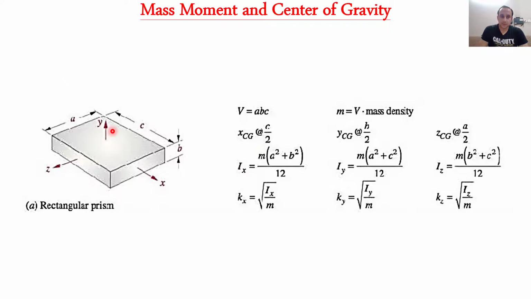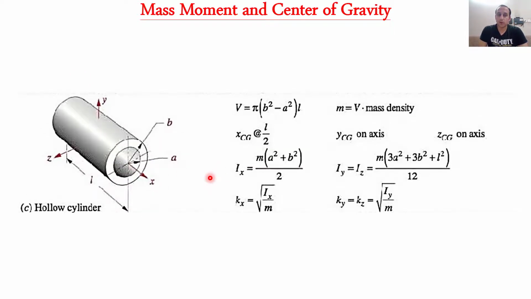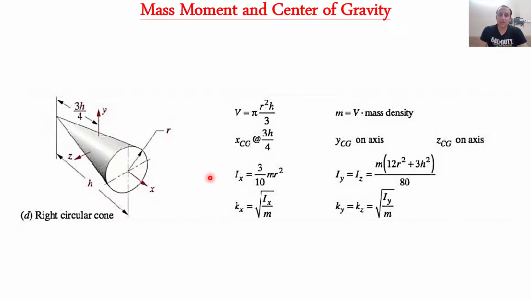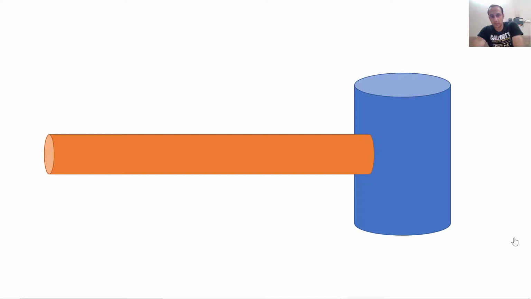So this is the prism. In the same way, we have the formulas for a cylinder, for a hollow cylinder, for a right circular cone, and for a sphere. Now we are going to apply all the things which we already studied on the example of a hammer. So what is this? This is a hammer. It consists of two cylinders.